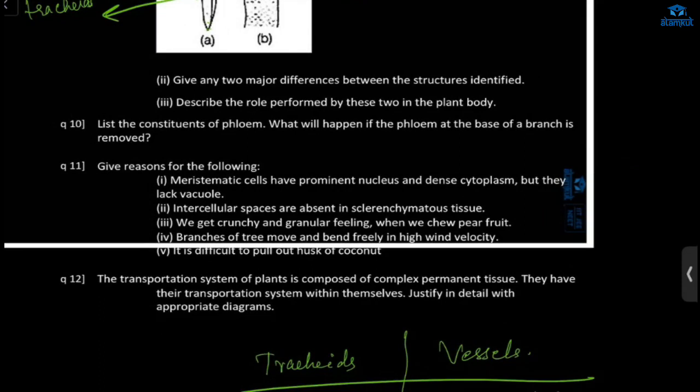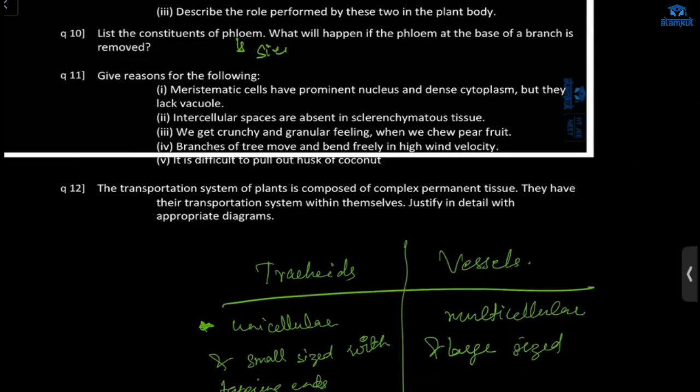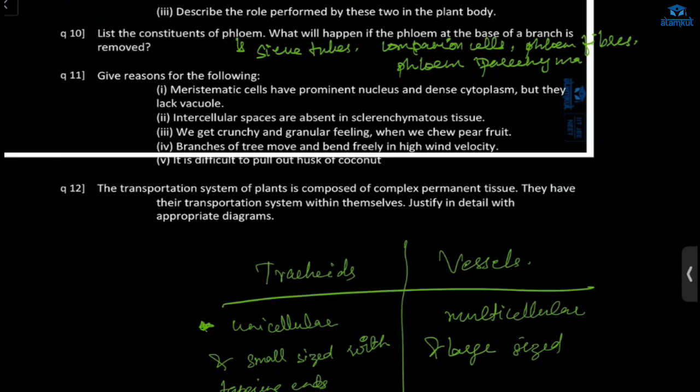List the constituents of phloem. What does phloem contain? The constituents of phloem are sieve tubes, companion cells, phloem fibers, and phloem parenchyma. So what will happen if the phloem at the base of a branch is removed?